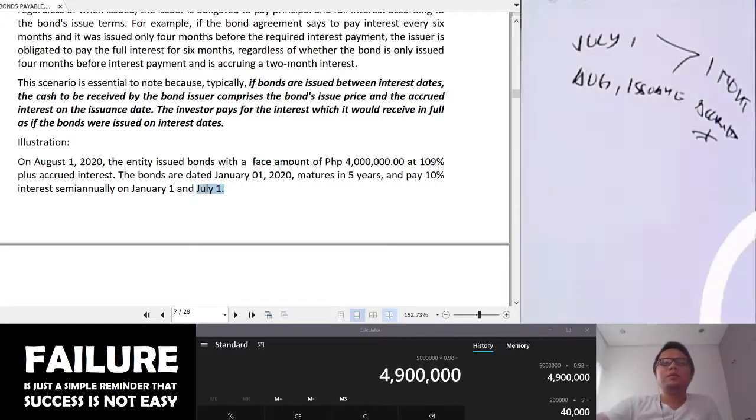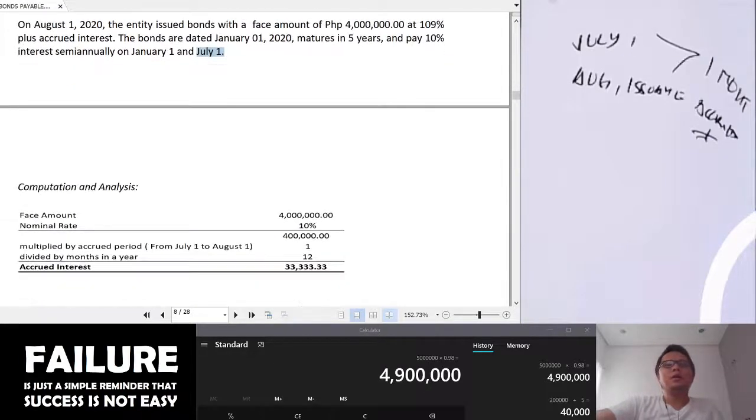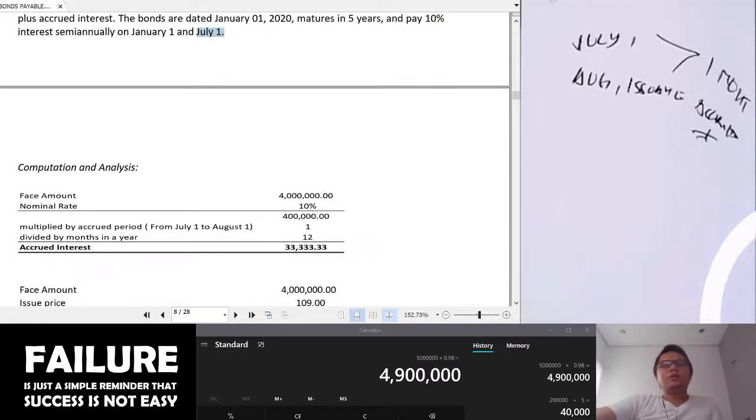And by the way yung basis natin sa accrued interest basically is the date of the latest interest payment. So in this particular case, not January 1, but July 1. Okay? The date of the latest interest payment. So if we are to compute that, the first thing that we need to do is to compute how much is the accrued interest.